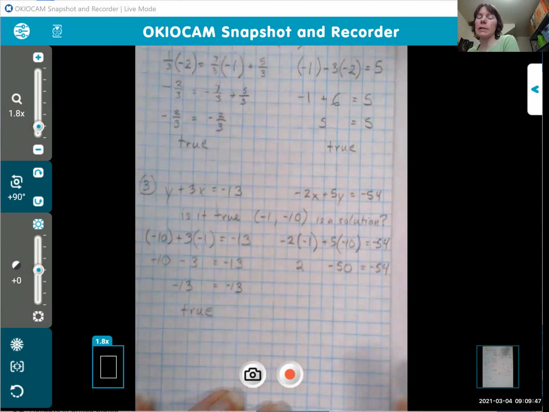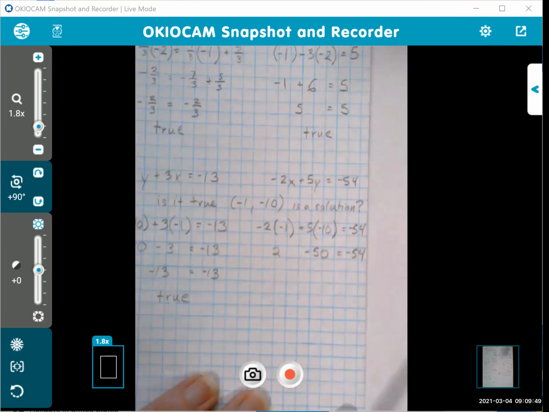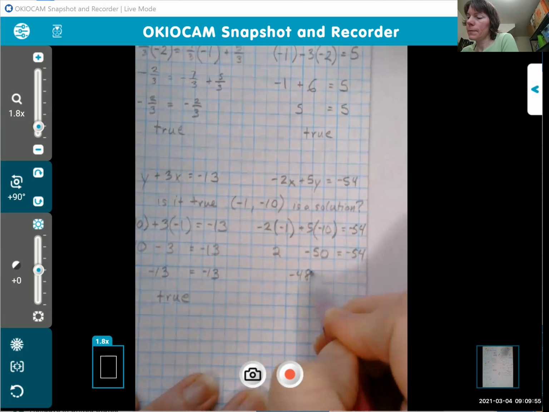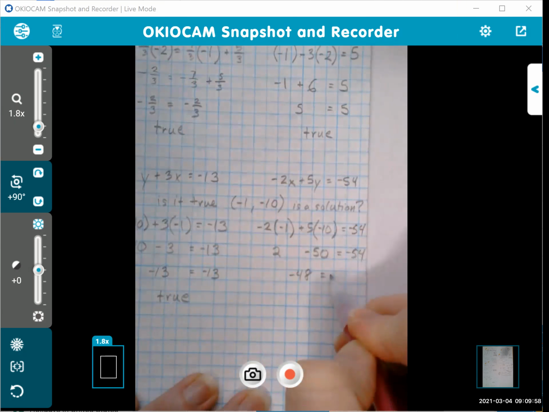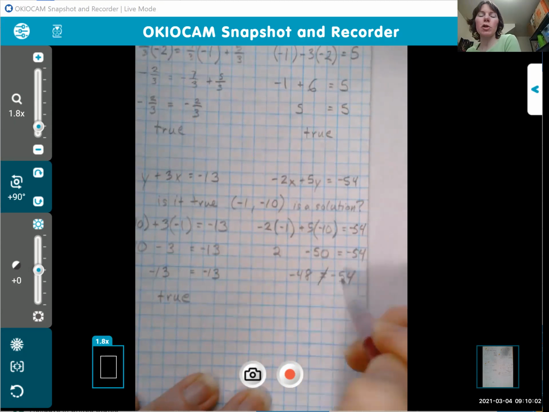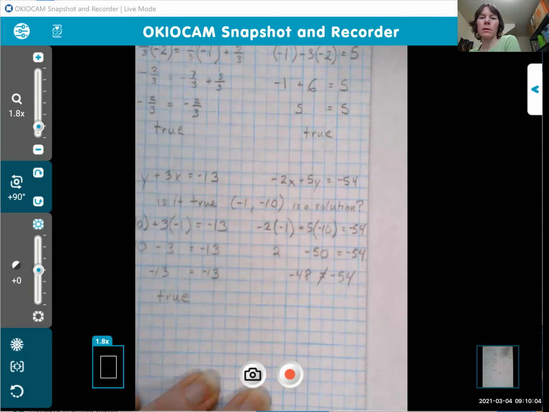So can you take us that next step? And then it would be -48, I'm pretty sure. Uh-huh. And then it does not equal -54. Good. So we're going to use that nifty slash there. So how do you interpret that result then, Georgia? That it's not true. That is not true.